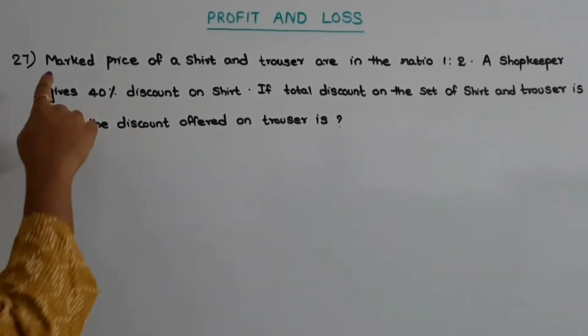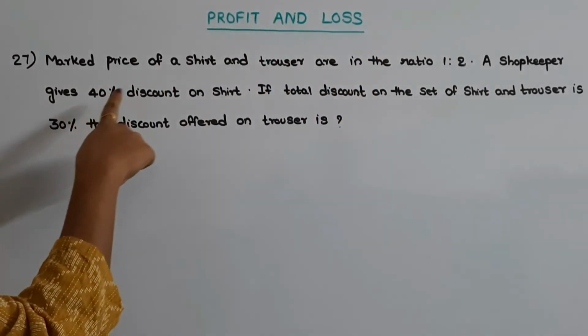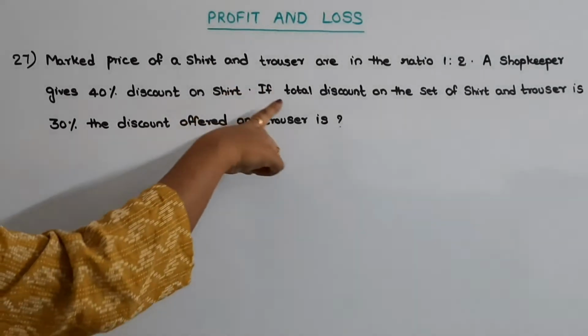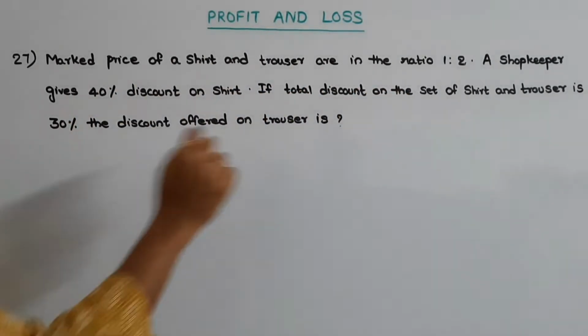27th question is, mark price of a shirt and trouser are in the ratio 1:2. A shopkeeper gives 40% discount on shirt. If total discount on the set of shirt and trouser is 30%, the discount offered on trouser is.